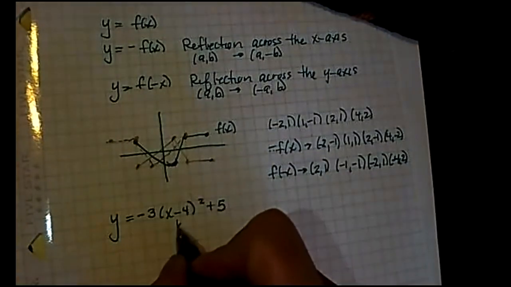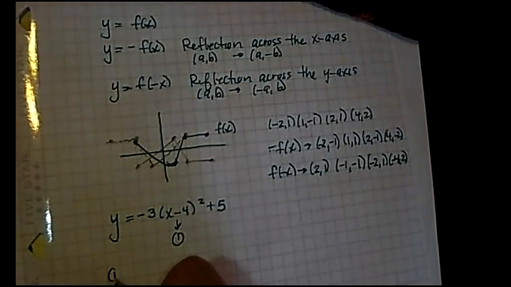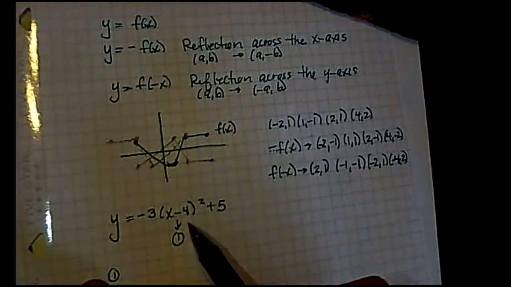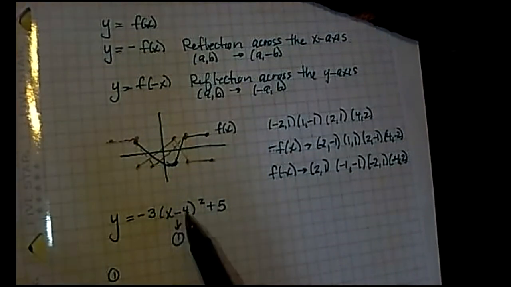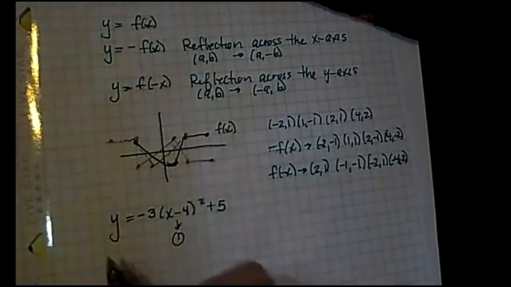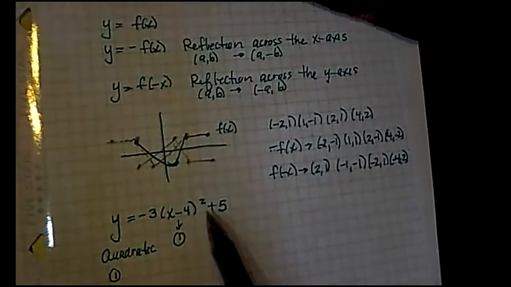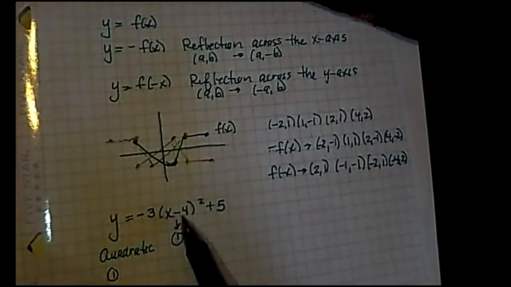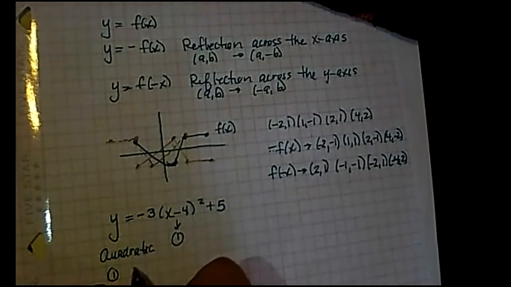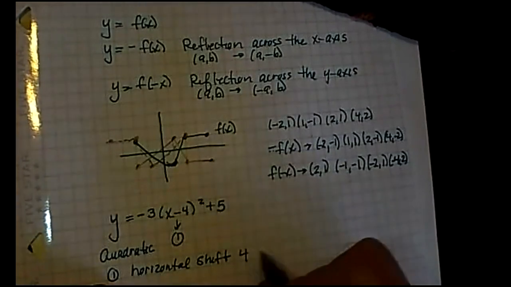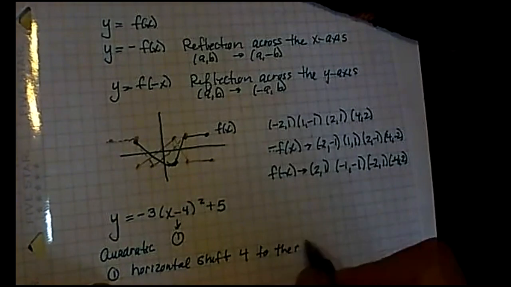So this is going to be number 1. So what do we do for number 1? First of all, what is the parent function? I know it's whatever this part is right here. So it's an x squared, so it's going to be a quadratic. So tell me the parent function. So it's a quadratic. Okay, now what kind of shift is this inside the parentheses? Well, that's going to be a horizontal shift 4 to the right. Horizontal shift 4 to the right.